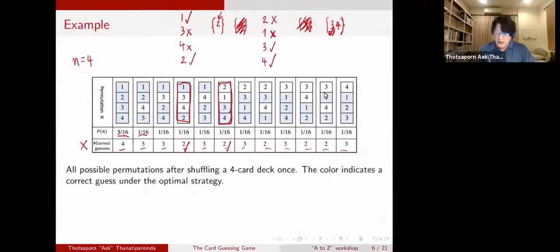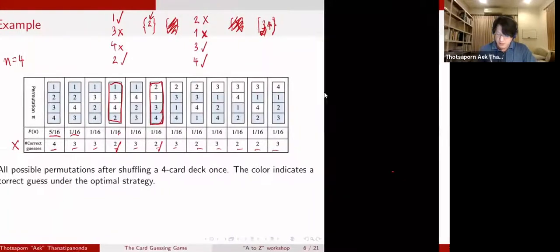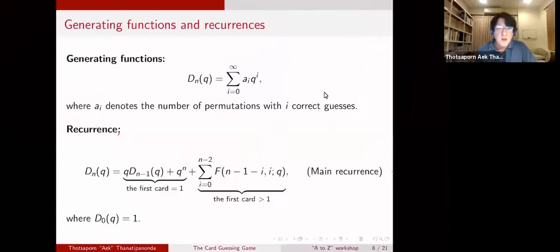So what we mentioned now is just the one-time riffle shuffle. Okay, it could not be a Doron Zeilberger conference without setting up the recurrence, right? So we're going to set up the generating function, and then we try to set up some recurrence so that we can manipulate our random variable more easily.